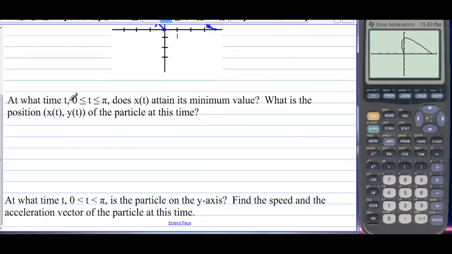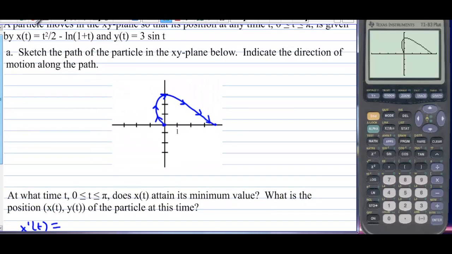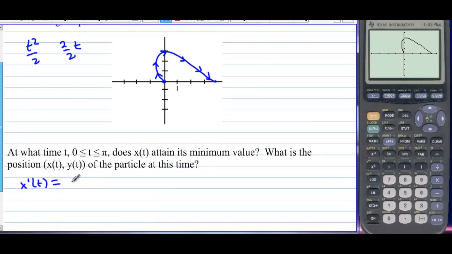At what time t, 0 to pi, does x of t attain its minimum value? We need x prime of t. So we need the derivative of x if we're going to minimize x. The derivative is, well, we have t squared over 2. The derivative of that is multiply by 2 and then reduce the power by 1. So we have 2 over 2t, which is just t.